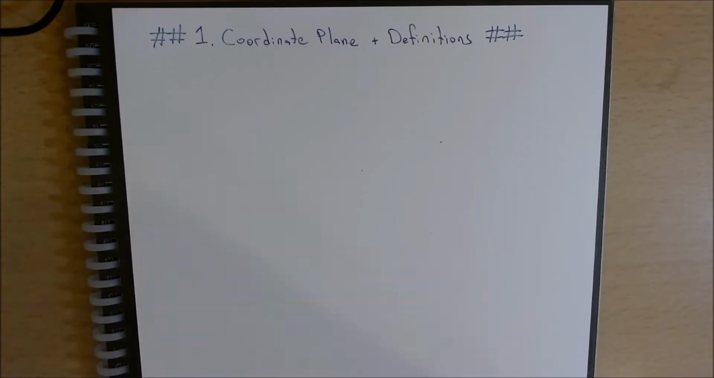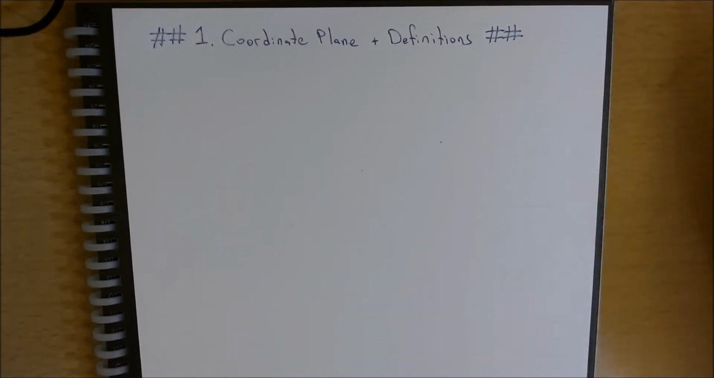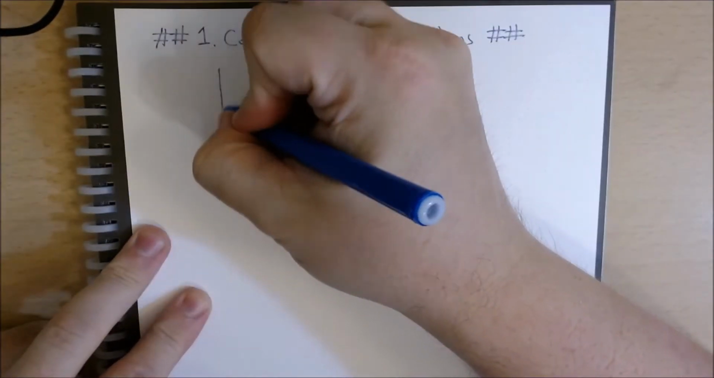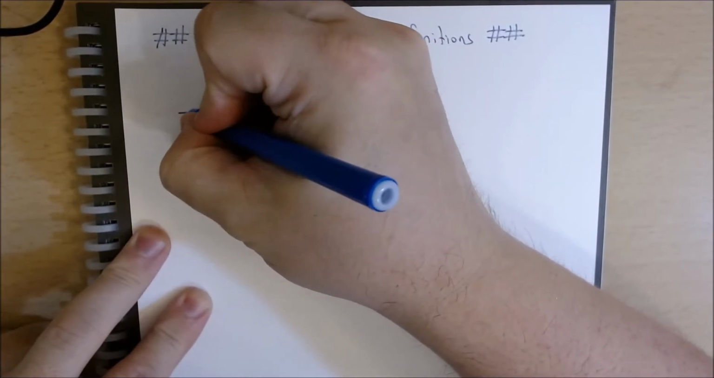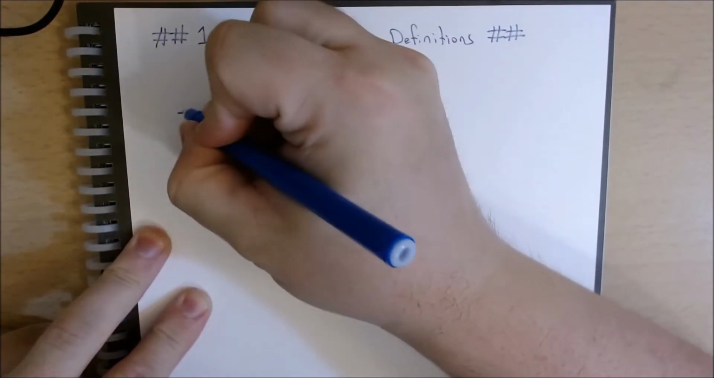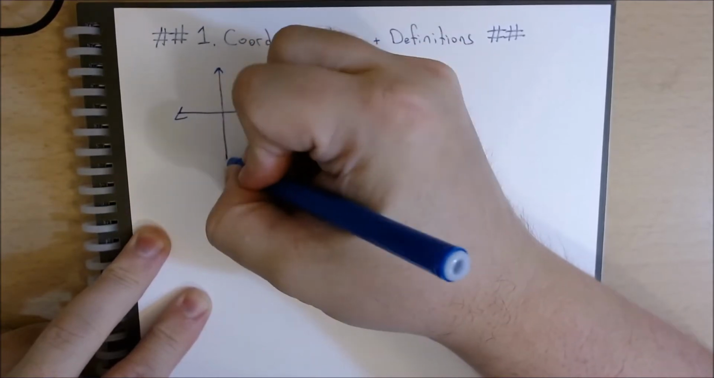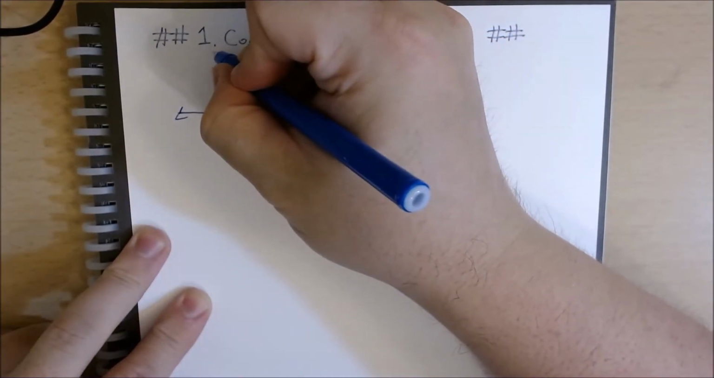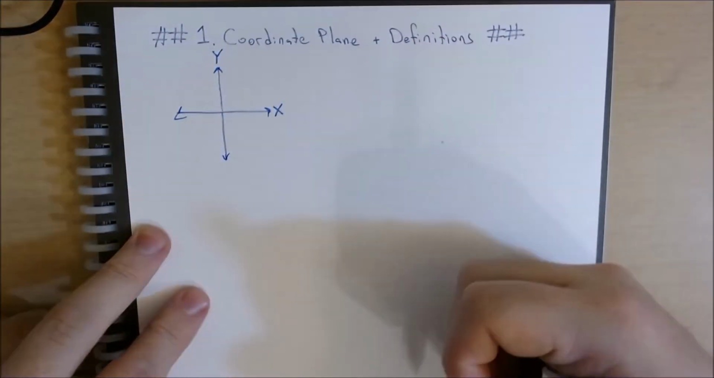First thing we're going to do is the coordinate plane and the definitions that you're going to need to know for geometry. This first part should be review for every single one of you. You guys know what the coordinate plane is. It's basically a way for you to graph points. And if you remember from before, the horizontal is the x-axis, the y-axis is the vertical.